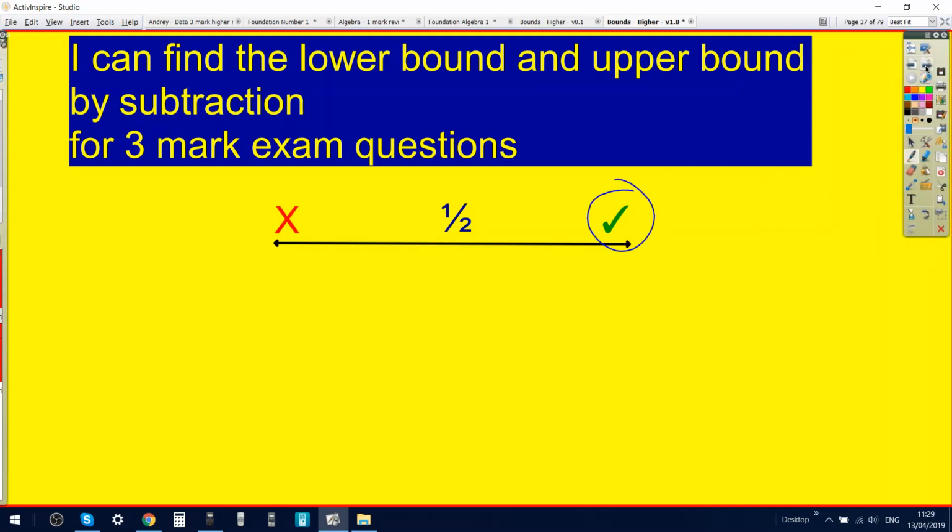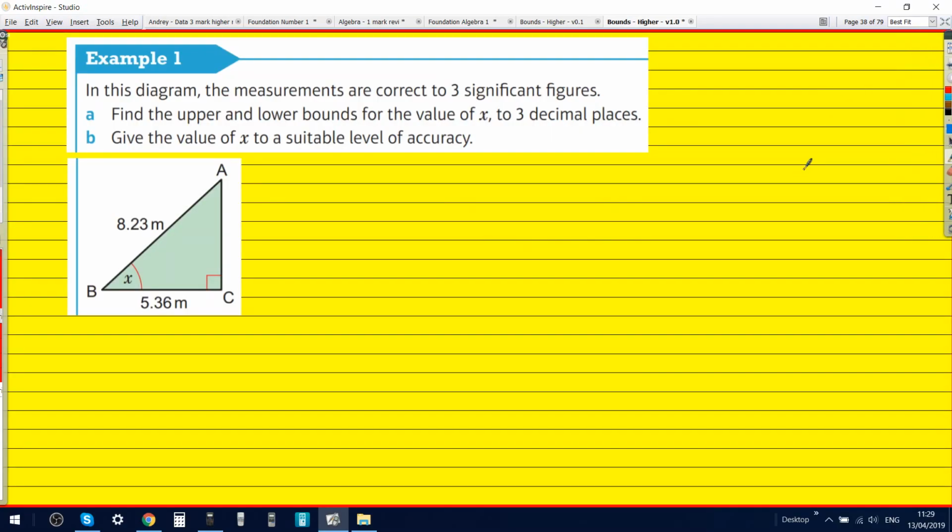All right. So maybe let's see this one. Okay, how do we do this? So it's trigonometry. So SOHCAHTOA, that would be cosine. Right. So cos x equals 5.36 over 8.23. Okay, so I'll write BC over AB.